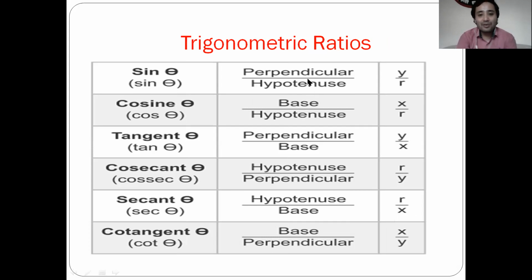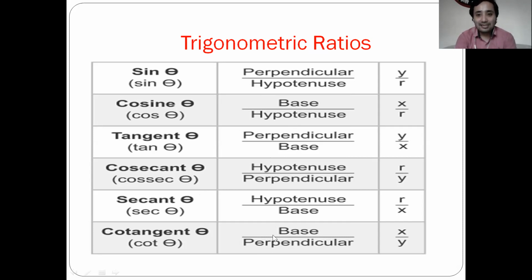One thing only you have to remember: if you know sine and cosine, sine is perpendicular by hypotenuse and cosine is base by hypotenuse, then the others follow. Tangent is sine by cos, so hypotenuse will get cancelled and we'll get perpendicular by base. Cosecant is the reverse of sine, so hypotenuse by perpendicular. Sec theta is the reverse of cosine, so hypotenuse by base. And cotangent, as usual, is the reverse of tan, so base by perpendicular.